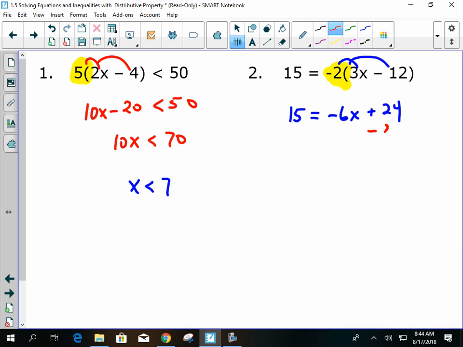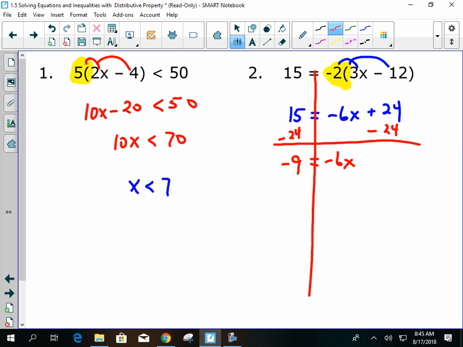So now I'm going to subtract 24 to both sides. That leaves me negative 6x equals negative 9. The number next to your letter goes on bottom of your fraction. So I divide both sides by negative 6. That becomes 1. This 9 over 6 becomes 3 over 2. Negative over negative is a positive. It's a positive 3 over 2.